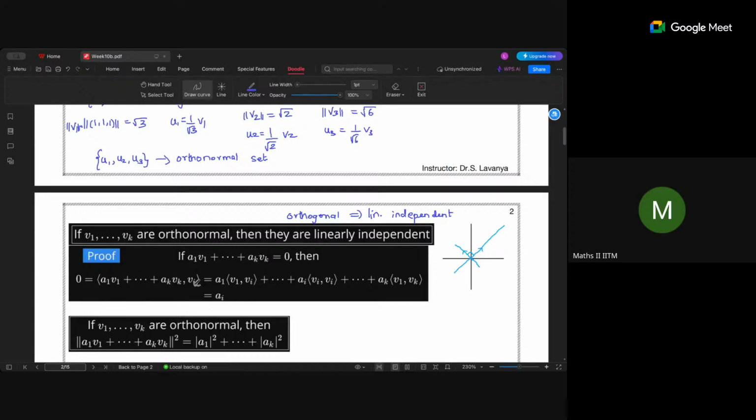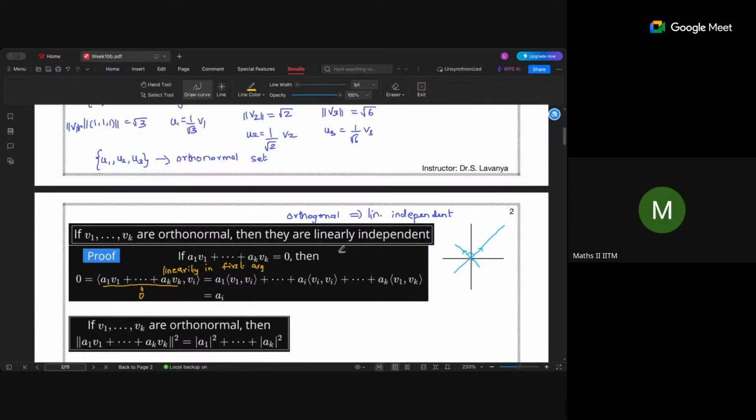Let us take any vi and take the inner product with this. Since the inner product with a 0 vector is 0, this is already 0. Why? Because this part is equal to 0, so this inner product is 0. Now we are going to use linearity in the first argument. If we apply linearity in the first argument, you can split it as a1 times inner product v1 vi plus etc. ai times inner product vi vi, etc. So you can split it in this way.